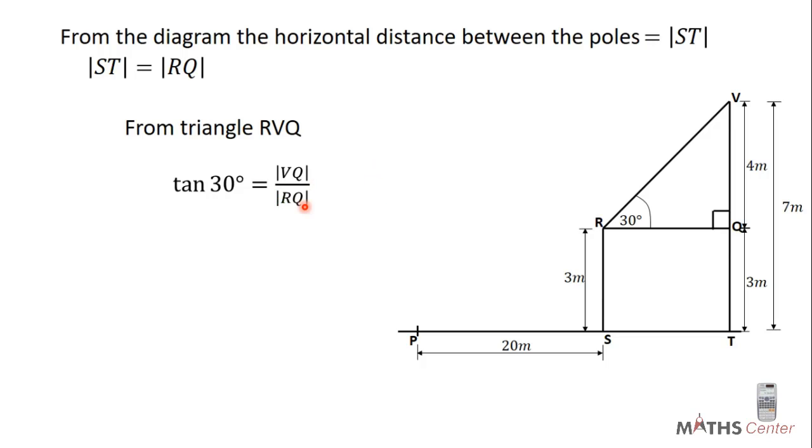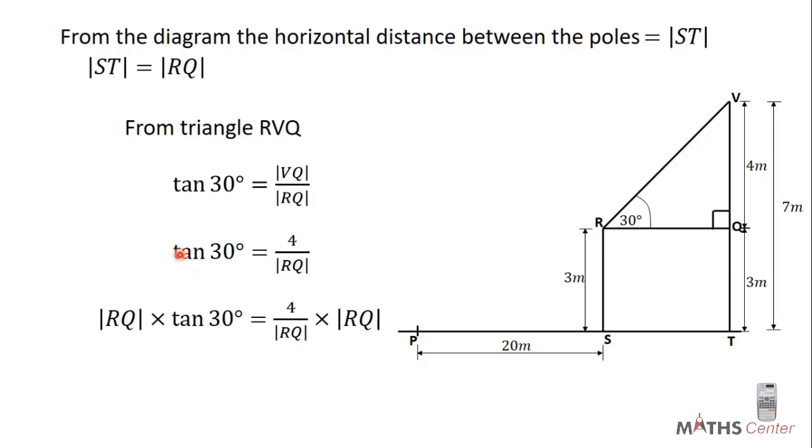We are looking for RQ. We know VQ, and we know tan 30 degrees, so we can find RQ. So tan 30 degrees is equal to VQ, which is 4 meters, divided by RQ.